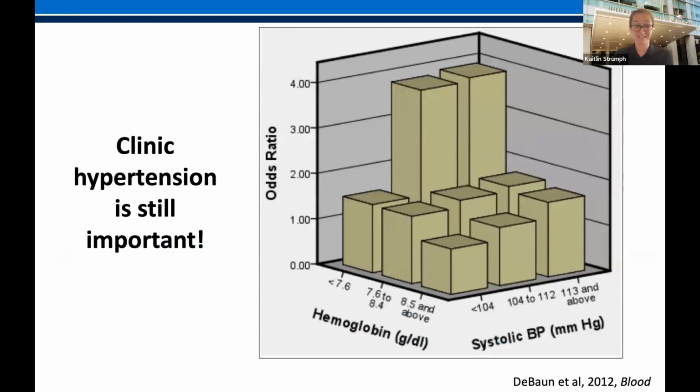But clinic hypertension is still important. This figure is looking at data from the SIT trial, which was a multi-center randomized control trial that looked at whether or not blood transfusions can decrease the incidence and progression of silent infarcts. And when they looked at the different risk factors for silent infarcts in the children in the study, you can see here, this is a combination of having relatively lower hemoglobin levels and higher systolic blood pressures. And in combination, you can see that you have a higher odds of having a silent infarct if you have higher blood pressures or anemia.